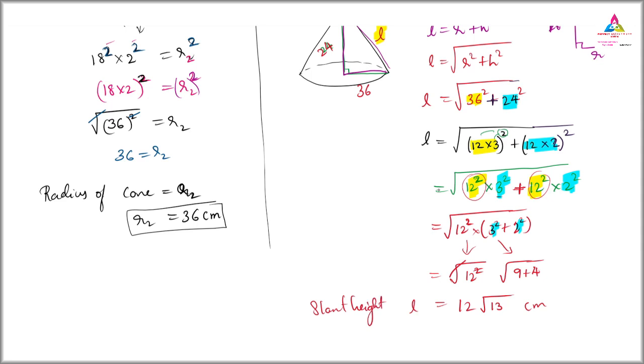I hope you understood this. So here we found the radius, and also we found the slant height of the conical heap. So I hope you don't have any doubt.